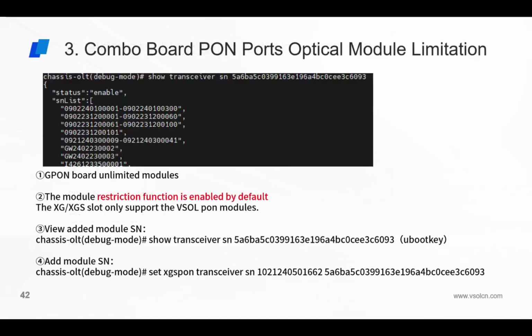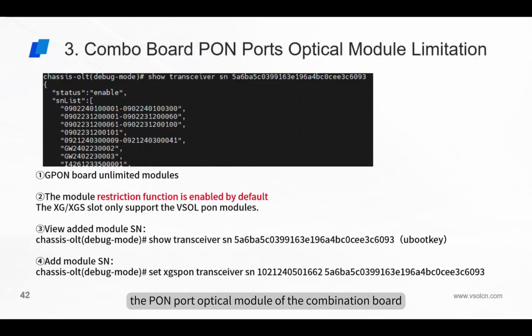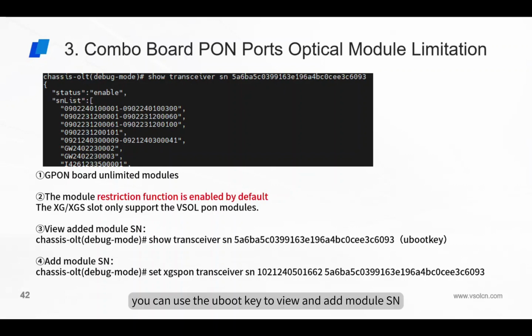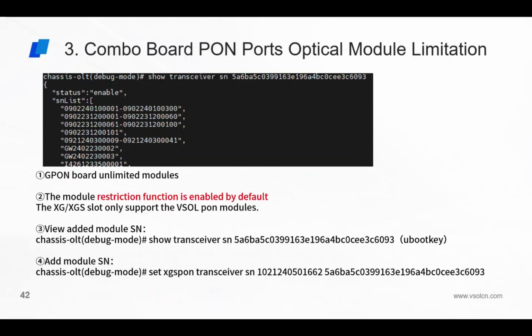By default, the PON port optical module of the combination board has limitations and only supports VSOL PON modules. But the GPON board has unlimited modules. If unauthorized modules are used, the system log will indicate that the ONU is illegally registered and cannot be used normally. Of course, you can use the boot key to view and add module SN, as shown in the following command. Please proceed with caution.